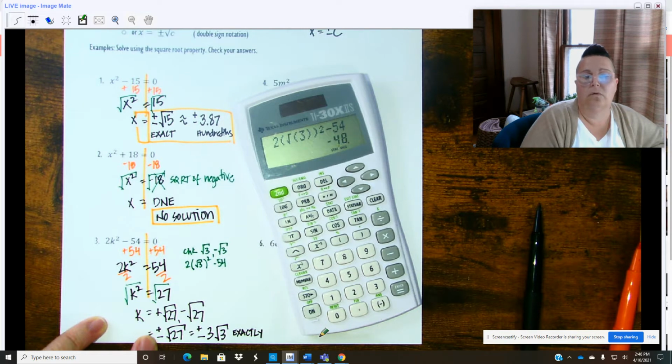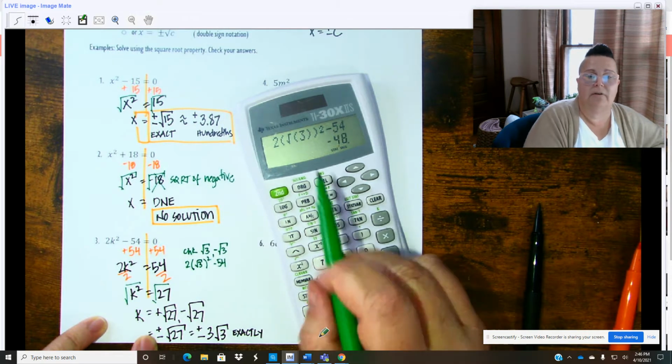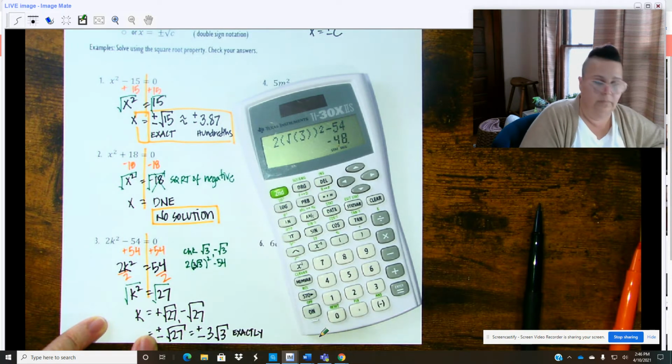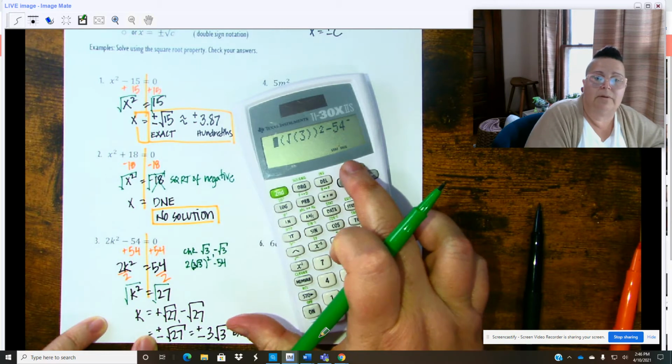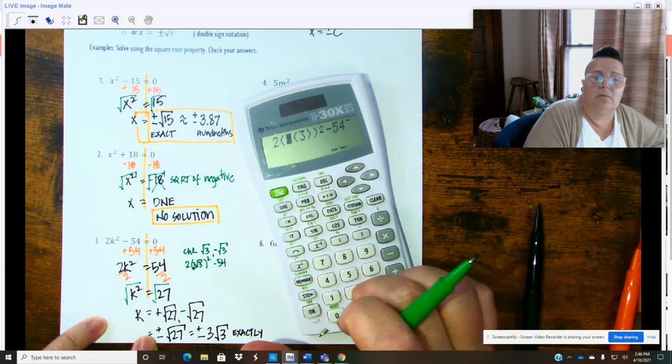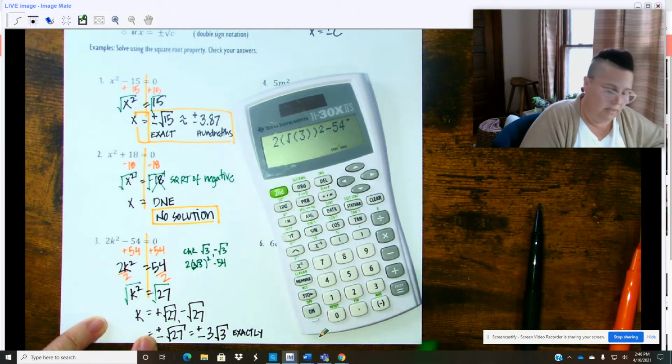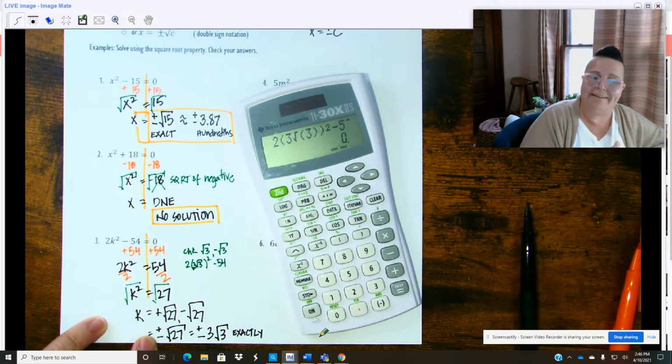Oh, it's 3 square roots of 3. I forgot my 3. You see how I forgot my 3. There we go. All right, so to fix that, I'm going to come up here. I'm going to let it blink over that. I'm going to second insert, just like you would. There we go. 3 square roots of 3. And I get a 0.